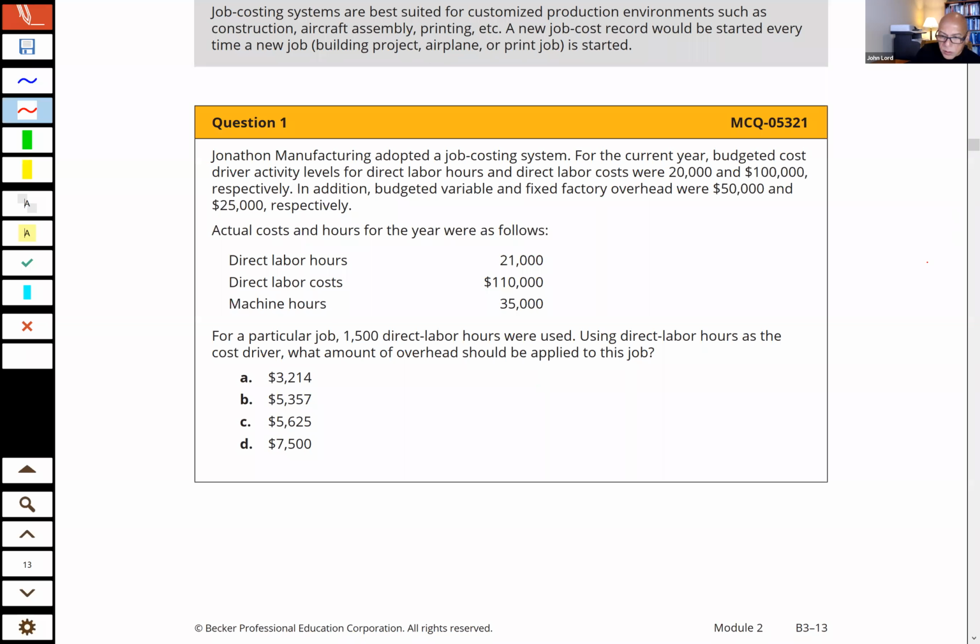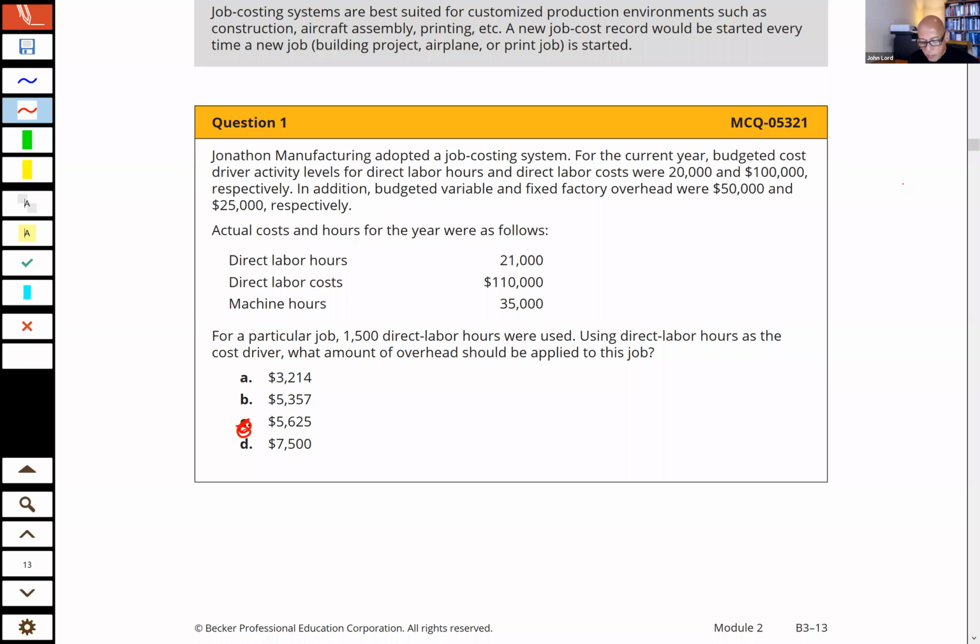This is a little tougher question. Maybe I should have given you a little more time. We're about 60% on the right answer. The answer here is C. But let's take a look at this one. Jonathan Manufacturing adopted a job costing system. Job costing is what is used when we're developing unique products. Say we're building a house. A house is going to be using job costing because Bill Gates' house probably costs a little more than mine did, I'm guessing. Every house is unique, right?